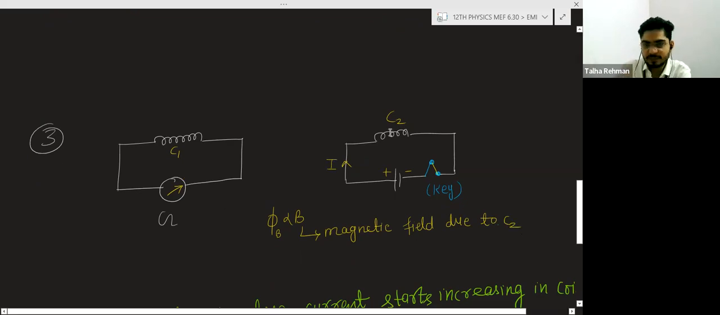So current will increase, magnetic field here will increase. Why is it happening? Because current is increasing here. The magnetic field due to this coil is increasing, and due to this coil there is some magnetic field here also. So when current is increasing, magnetic field is increasing, which means magnetic flux is increasing. When there is an increase or decrease in the magnetic flux, there will be some induced current here, and this galvanometer shows the deflection.